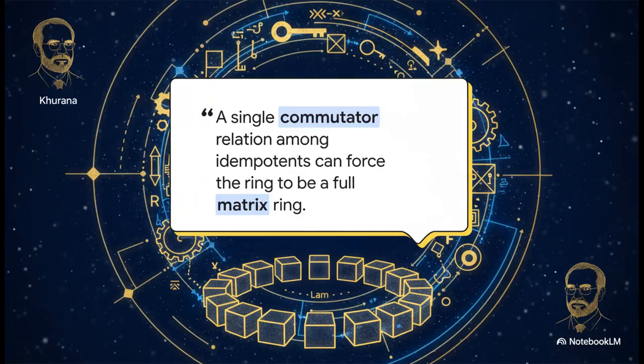We're in. But here's where things get absolutely mind-blowing. Mathematicians Khurana and Lamb took this whole concept even further. They realized that this kind of commutator relation isn't just some neat party trick. It actually acts as a structural master key. They found that if you have just a single commutator relation squared equaling identity inside a mathematical ring, it forcibly dictates the very shape and structure of that entire mathematical universe.